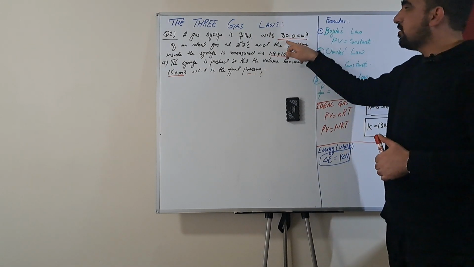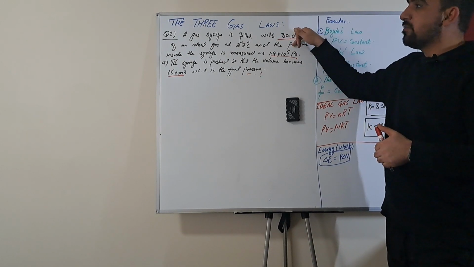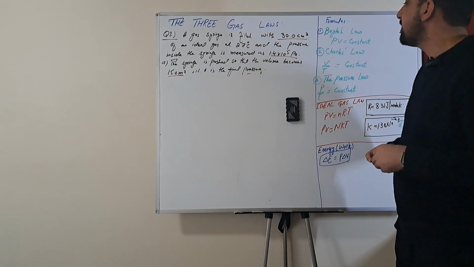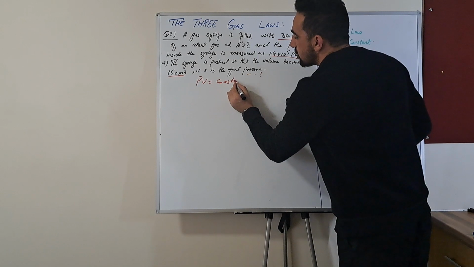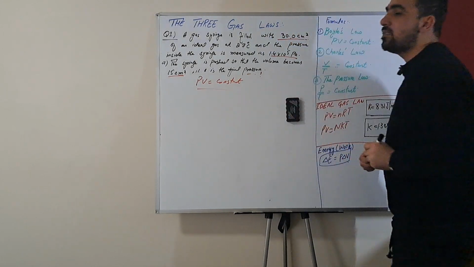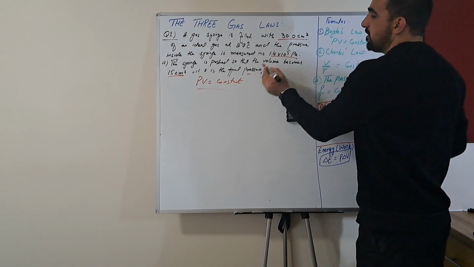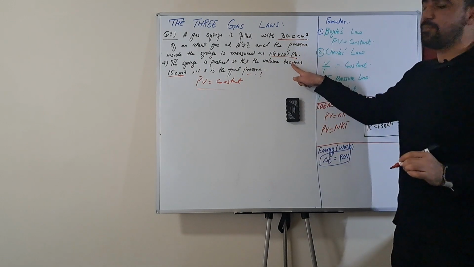If you increase the pressure, volume will decrease. If you decrease the pressure, volume will increase. PV is equal to constant. We can use the Boyle law to calculate this because pressure and volume are given. We are given a pressure here and volume here and here, and we are given one pressure.